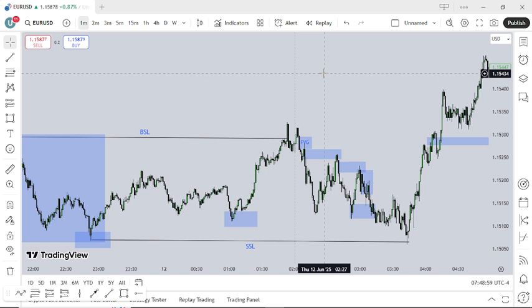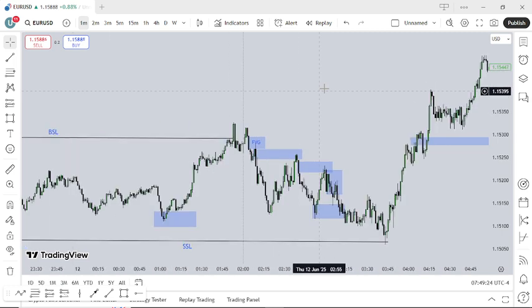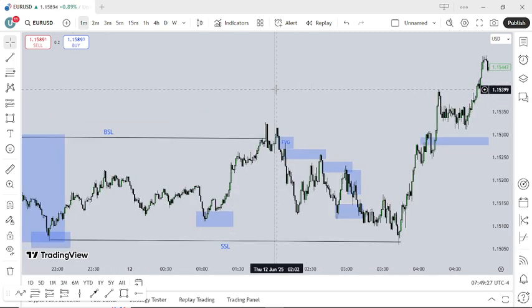The most important thing is the draw on liquidity, because if the draw on liquidity is wrong, so the algorithm is going in one direction and you are going in another, even though PD arrays form and you want to use those PD arrays, you will see that the algorithm is going to disrespect those PD arrays. Why? Because the most important thing is the draw on liquidity.